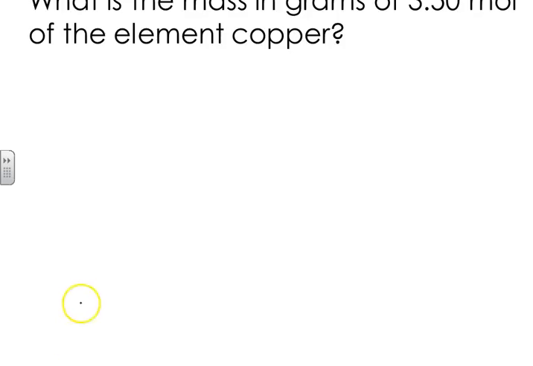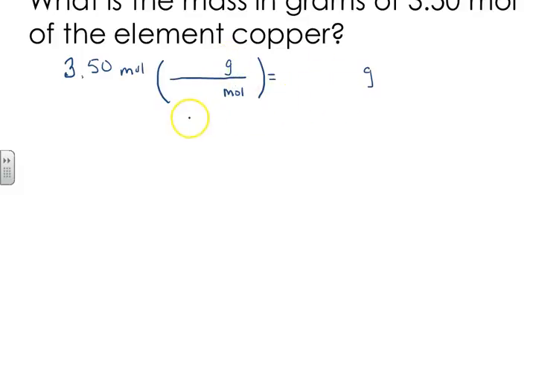Okay, so first question is, what is the mass in grams of 3.5 moles of the element copper? Okay, some information first. Our given information is 3.50 moles. We're going to multiply our given by a conversion factor, as always, and we're going to end up with grams. We want to cancel moles, and we want to have grams left over after the calculation is complete.